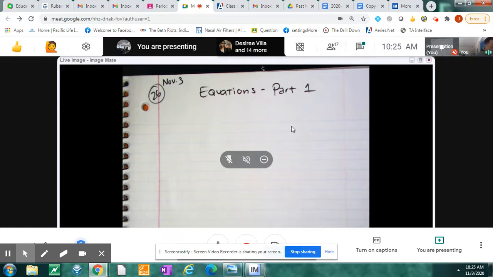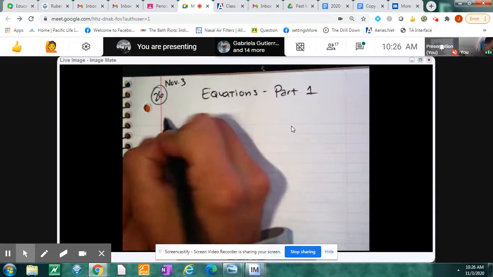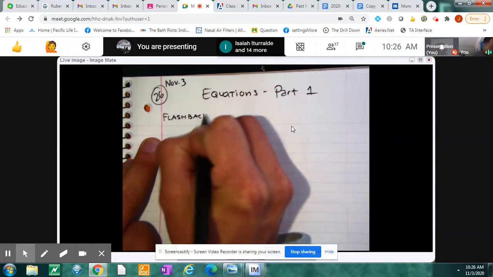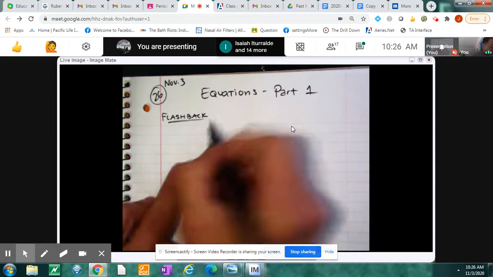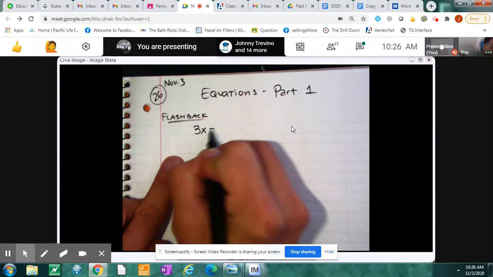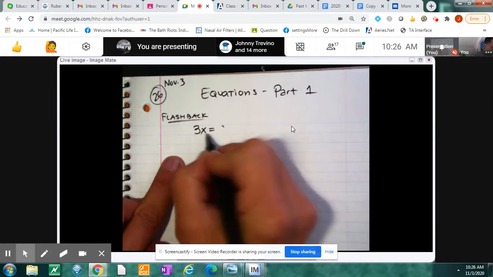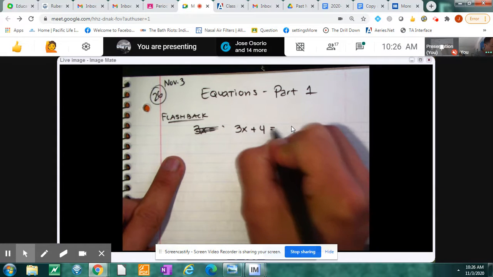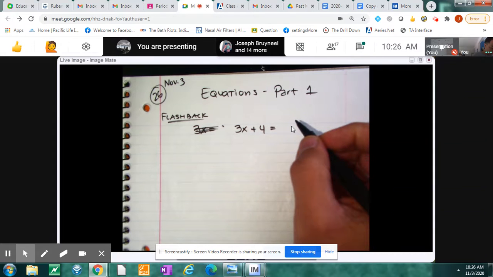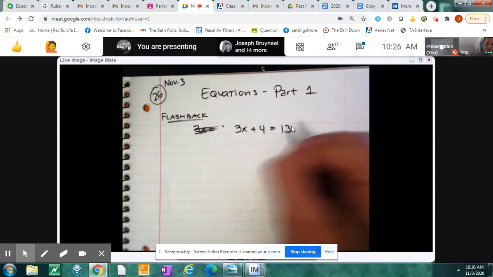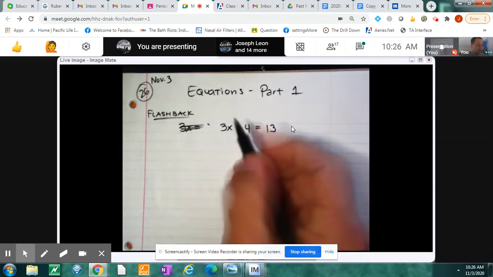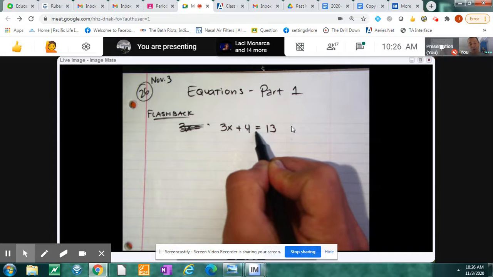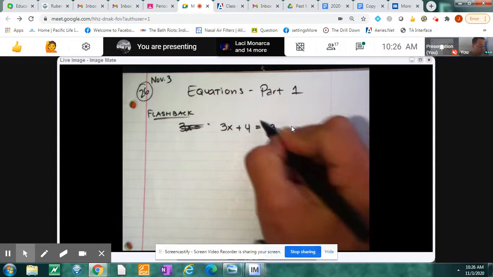So the first thing we're gonna do is basically flashback. This is what you guys learned probably in 8th grade. All right, the two-step equation. So remember, if you have 3x plus 4 is equal to 13, right? Basically, it's telling you, okay, 3 times what number, x, plus, and if you add 4 to it, it's going to give you 13, right?